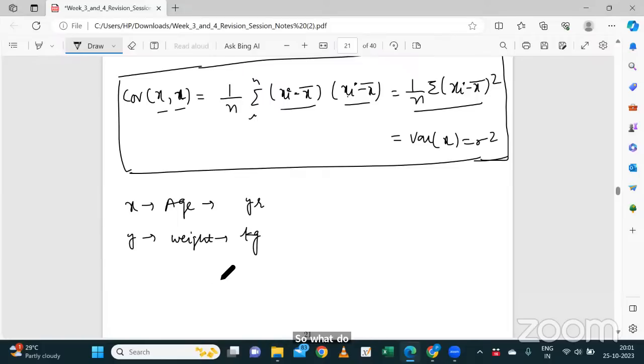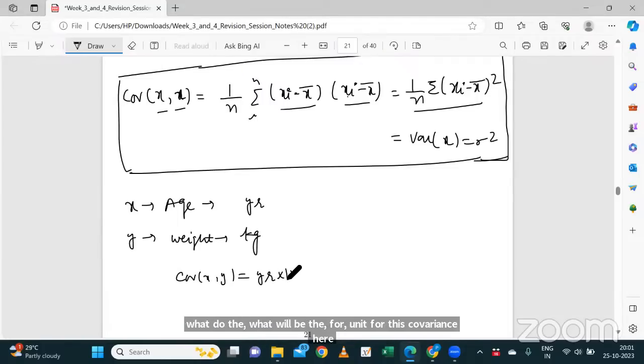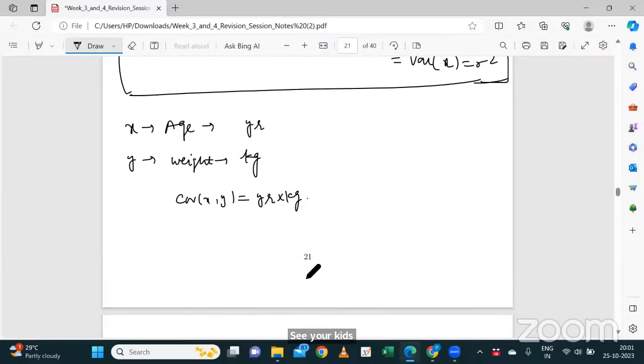What will be the unit for this covariance here? Year into kilogram, right? Now you can compute the covariance from your data set. You simply do xi minus x bar, then y minus y bar, multiply those two, and then divide by n if it's asking about population covariance.